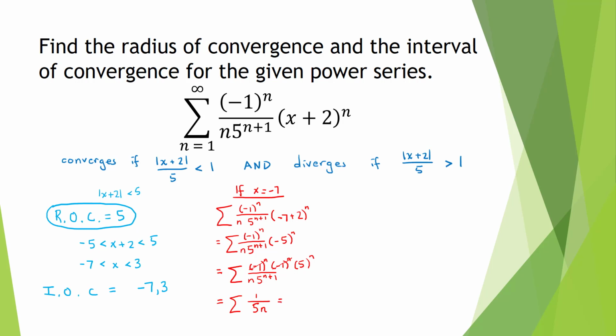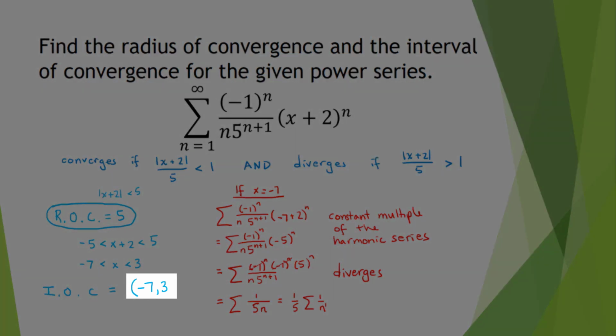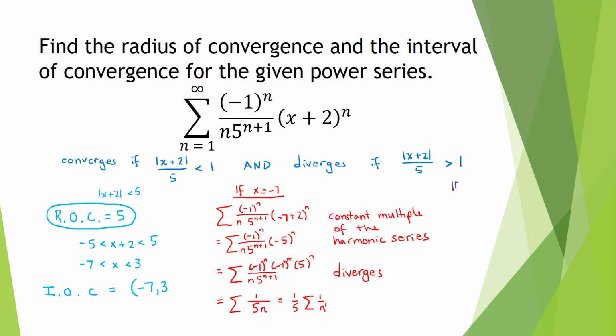We can then pull out 1/5. We have 1/5 times the series of 1 over n, and we can recognize this as 1/5 times the harmonic series. Because we have a constant multiple of the harmonic series, we know that this diverges. Since our series diverges when x is equal to negative 7, we do not include negative 7 in our interval of convergence. Now we need to see what happens when x is equal to 3.